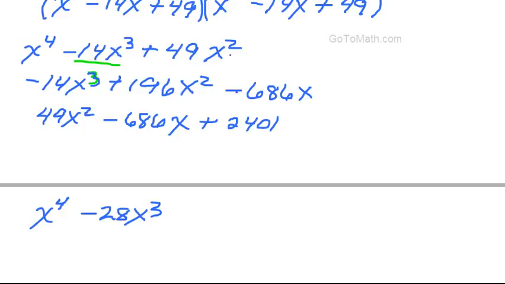Okay, so we got a 49x squared, 196x squared, 49x squared. Alright, 49x squared. So 49 plus 196 plus 49. That's going to be 294x squared. Okay, we got those out of the way.